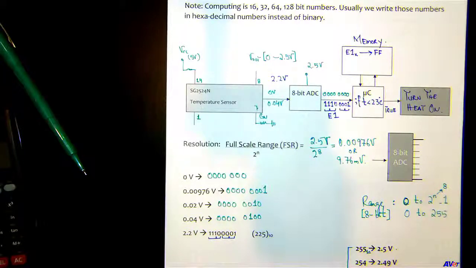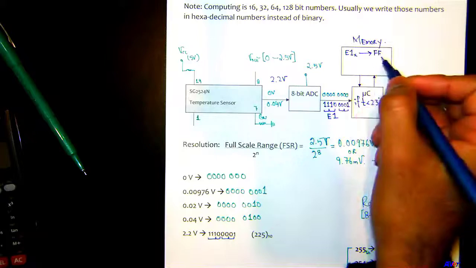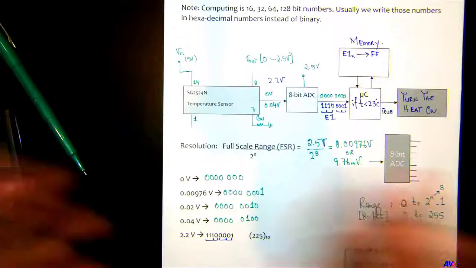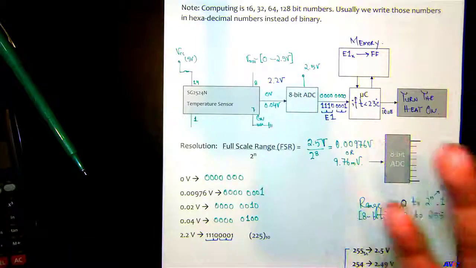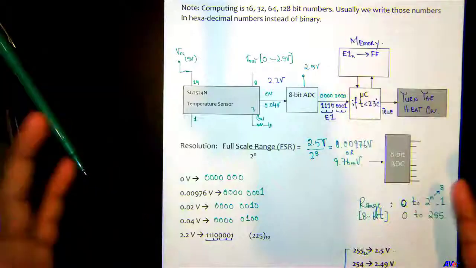If I say FF here, what does this mean? Your memory has two things: one is the location address, and the other is carrying the data. So this is your data, E1, and it's stored in memory location FF, correct? This is probably more information than you need at this point, but this is how the digital system works.